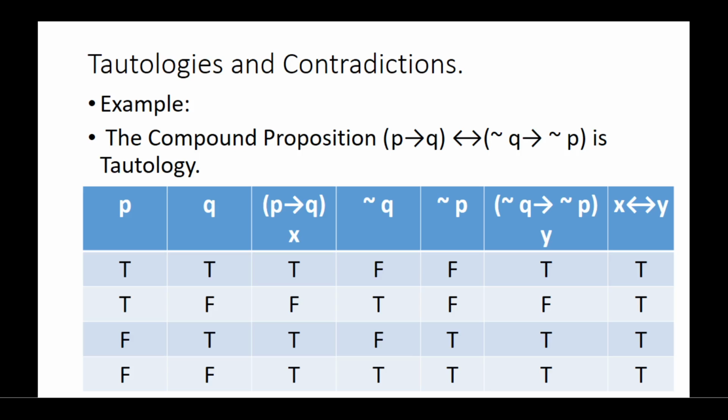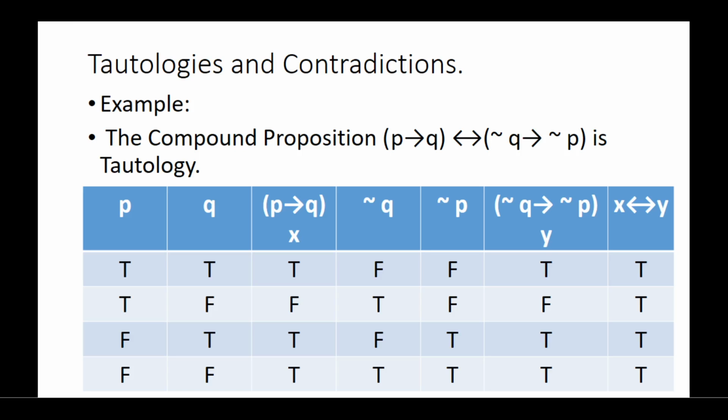Next, P is true, Q is false. P implies Q is false because it is conditional. Negation of Q is true. Negation of P is false. Negation of Q implies negation of P is a false statement because it is conditional. And X double implication Y, that is false and false, is a true statement, because it is a double implication. If both are false, then it is true.